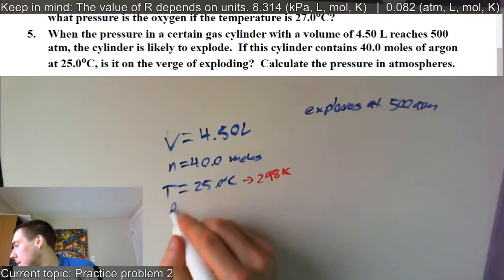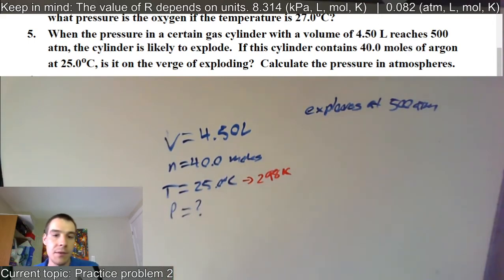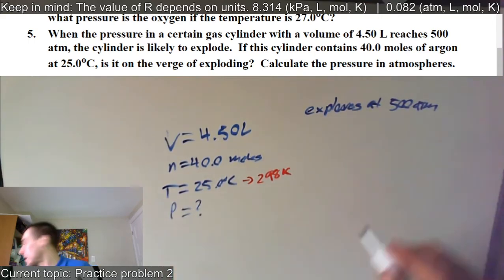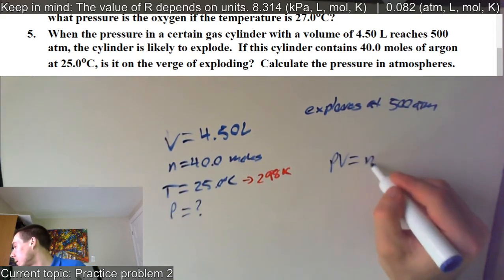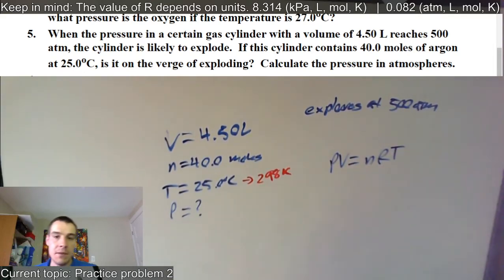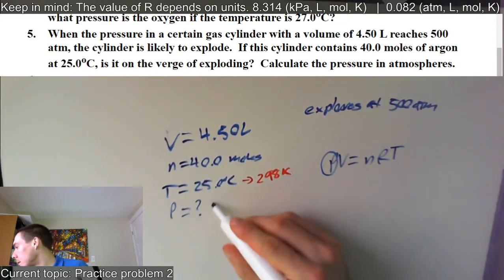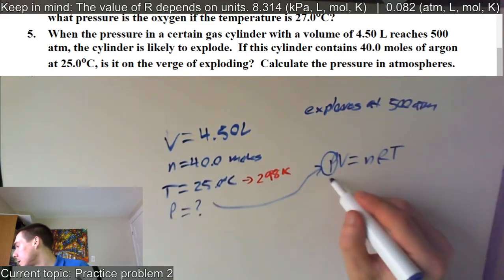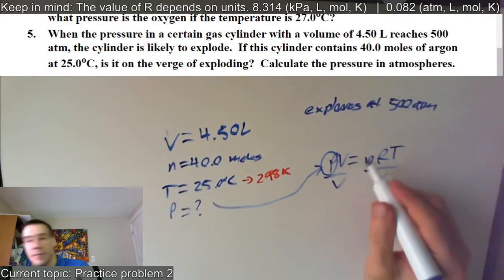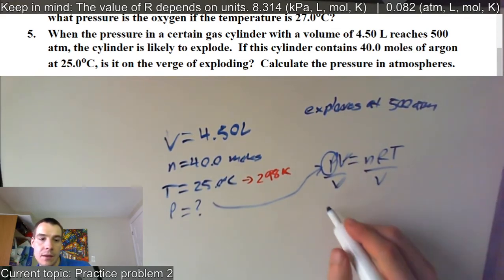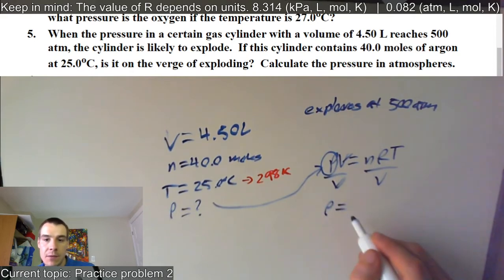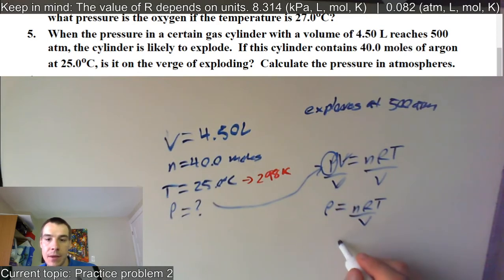So the last thing that we can solve for here is pressure. Pressure is our question mark. Same concept. We can write out PV equals nRT. We're solving for pressure, so that's dividing by volume on both sides. Volume will drop out. P equals nRT over V. So let's put those in. N is 40.0 moles.